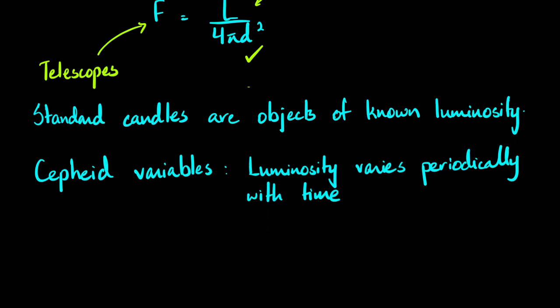Another thing that she discovered about the Cepheid variables is that the ones that were more luminous, the ones that appeared brighter, also had a greater period of variation.